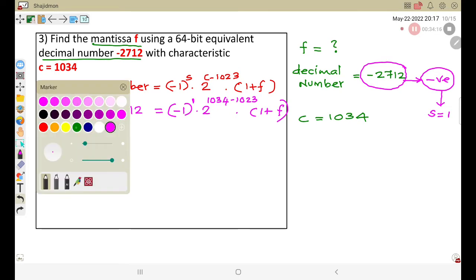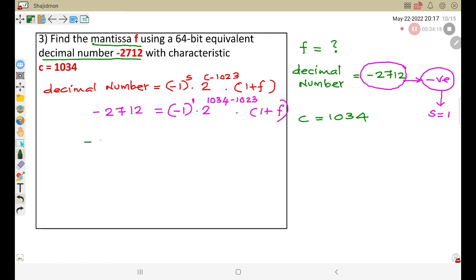Now let's go to simplification. Minus 2712 equals, as I told you, (minus 1) power 1, which means negative. We need to put the negative sign. And now just calculate 2 power 1034 minus 1023. What will be the value?